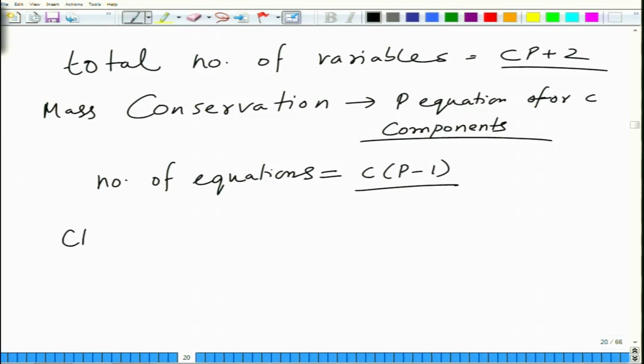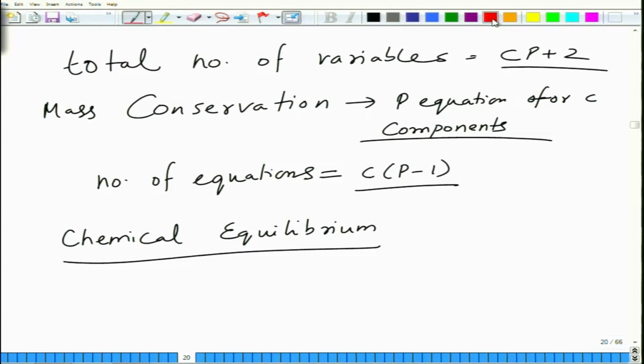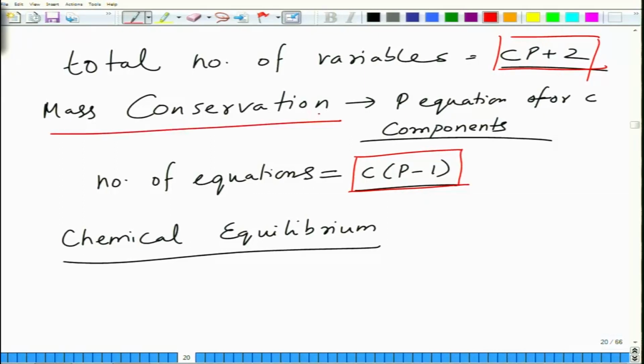Then we looked at chemical equilibrium. So this is the number of variables, CP plus 2, and the total number of equations, which is nothing but, you can say, the number of constraints, C into P minus 1 from the mass conservation. So this is the first condition. The second condition is chemical equilibrium, which we started to do.